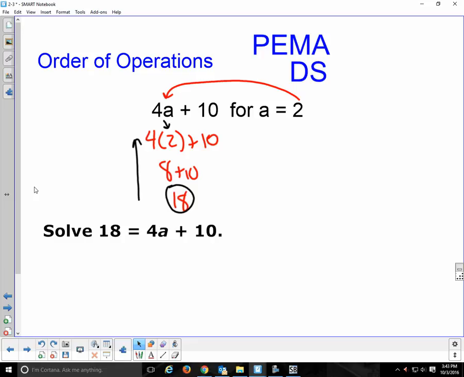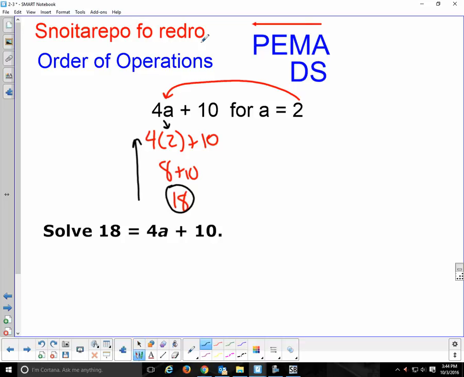So now we don't know what a is, and we're going to solve for it. Since we're working backwards through this problem, we're going to work backwards through PEMDAS. So please, right above PEMDAS, go ahead and write in a backwards arrow, and we're going to write SNOIT to repo for read row. And yes, I actually want you to write SNOIT to repo for read row. It's fun to say, fun to do. It sounds like it's a language, but it's not. If you read it backwards, it's order of operations backwards. So we're going to work through that order of operations backwards.